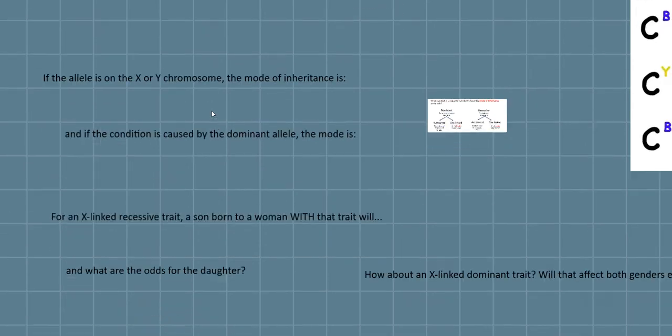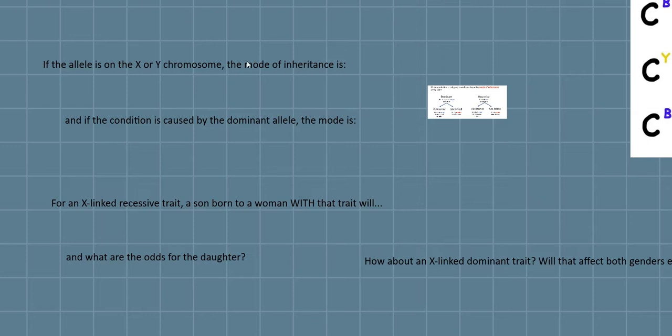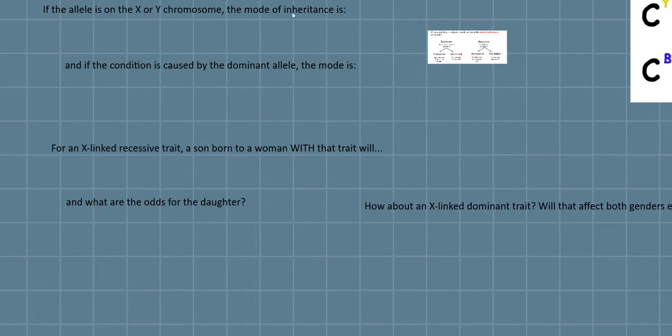Here we have some more questions about modes of inheritance, which is a good thing to remember about. If the allele is on the X or the Y chromosome, then we have two possible choices, right? Autosomal or sex-linked. And if it's on the X or the Y chromosome, then that's sex-linked. If it was on any other chromosome, so chromosome 1 or 2 or 3 or 4, or any one that's not named X or Y, then it would be autosomal.